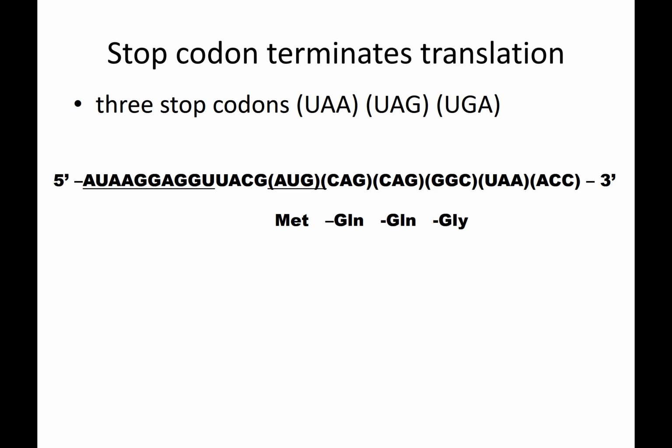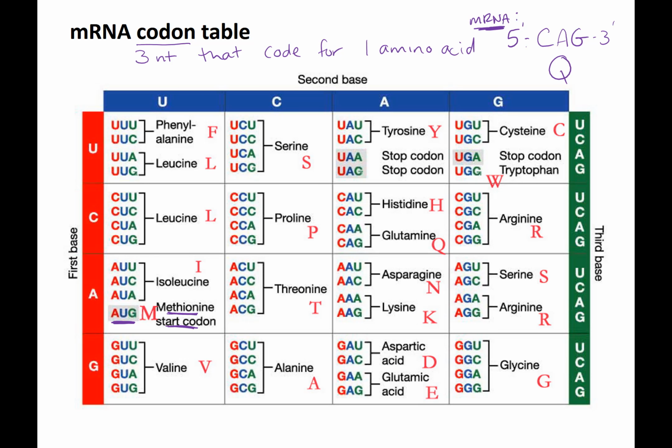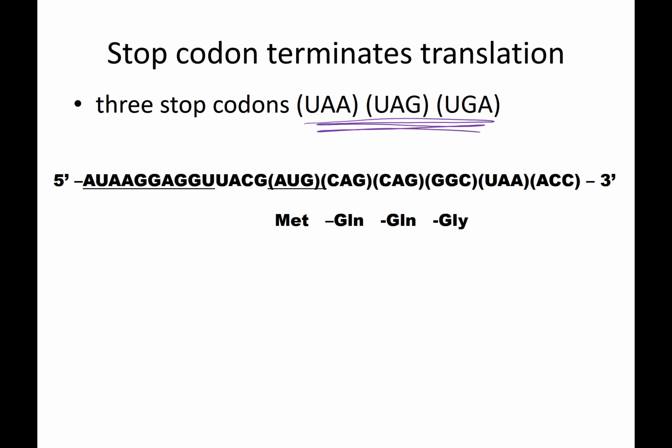The other thing I want you to know is that we have to figure out somewhere to stop. So there are three stop codons. Let's go back here really quick. UAA, UAG, UGA. Stop codon, stop codon, stop codon. Stop codons do not code for an amino acid. They stop or terminate translation.